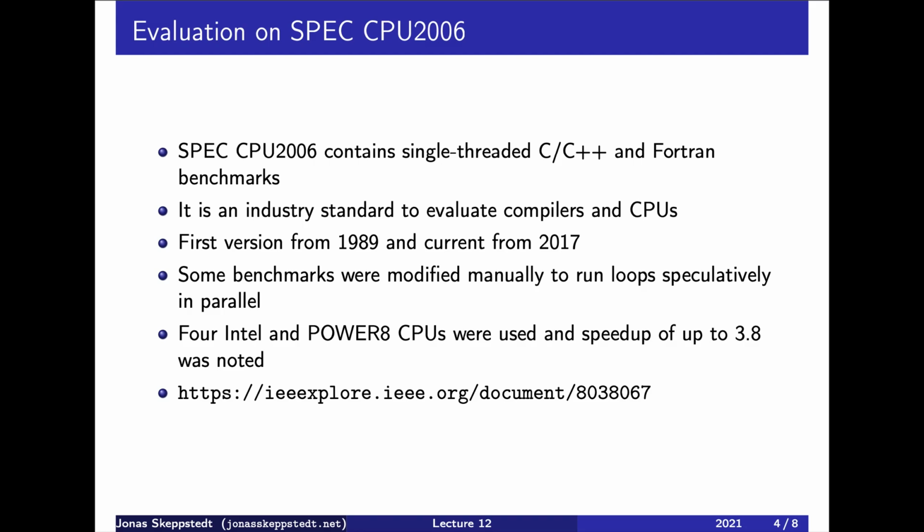Okay, so using 4 CPUs, 4 cores, although Power 8, for instance, has more than that, they could see speed-ups of up to 3.8. And this is really promising. We cannot expect to get 4 times speed up. That's normally unrealistic. But this is very good. And recall from the lecture on transactional memory, there are several different things which introduce some overhead.